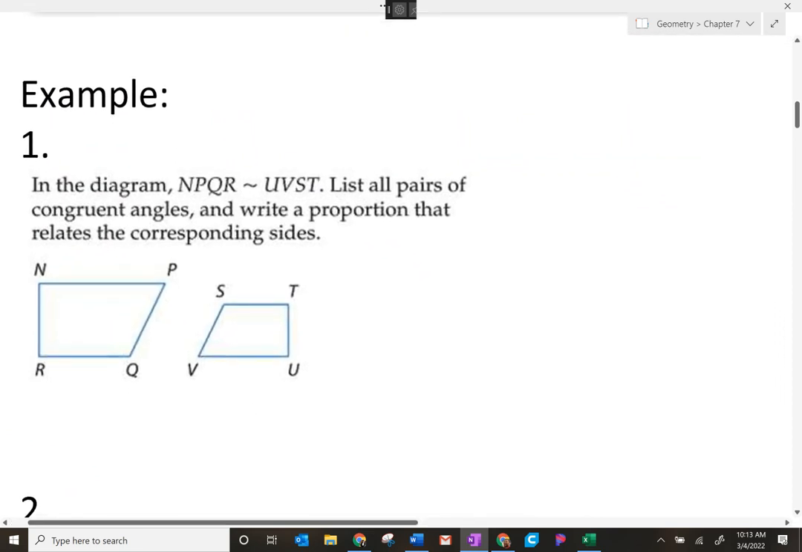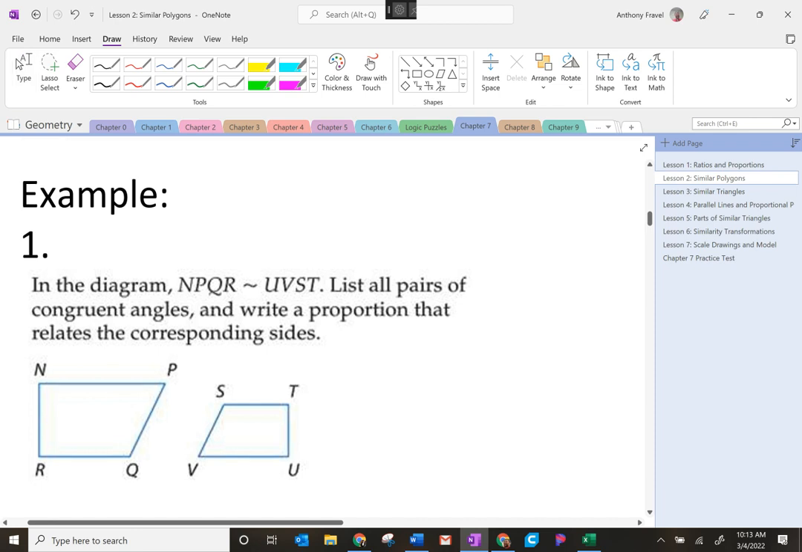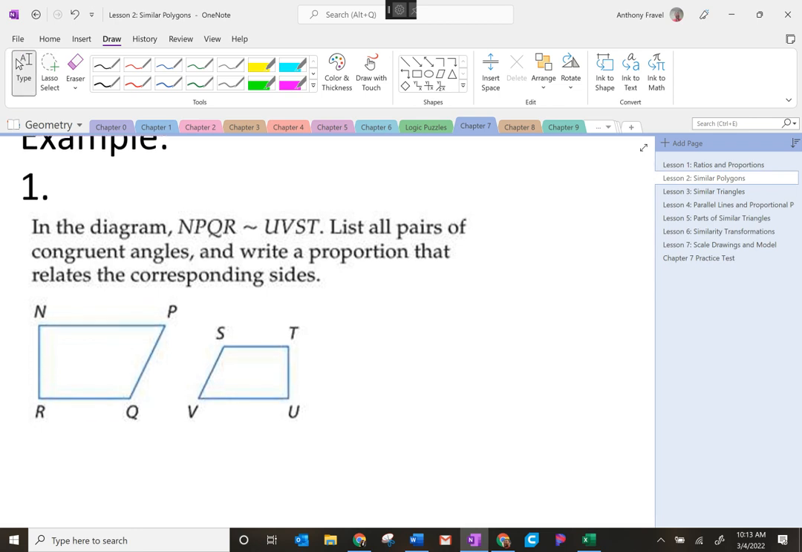So I'm going to look at this very first example. In this diagram, NPQR is going to match up with UVST. Remember, my letters are going to match up. It says list all pairs of congruent angles and write proportions that relate to the corresponding sides. For this first one, I'm going to use that highlighter just to visibly show which sides are going to match up with each other.